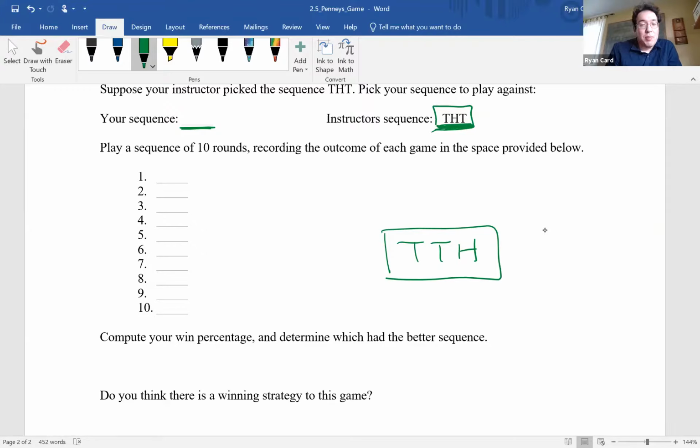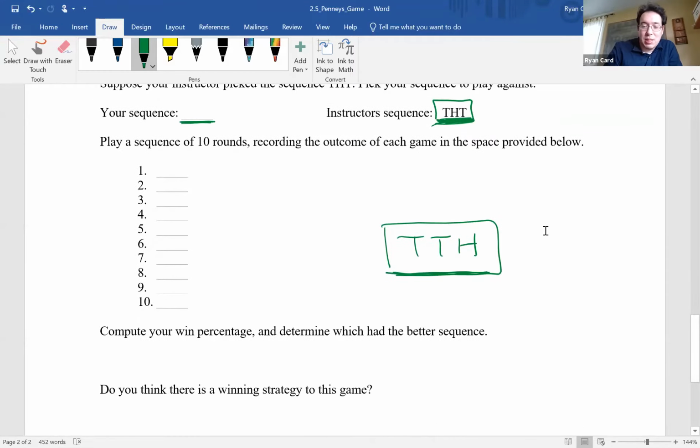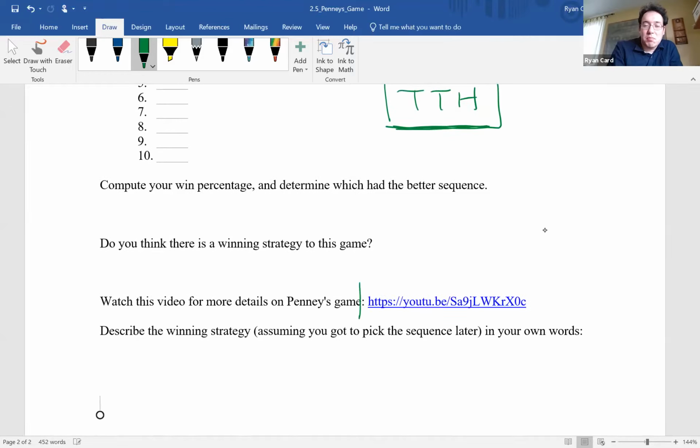So I don't know if you got to pick that, or maybe you picked something else that was weaker than mine. It turns out that it's a non-transitive situation. So no matter what sequence you pick, there's another sequence that beats it. If you want to know how to pick this sequence, please watch this video. And then after you watch the video, try to describe your winning strategy on how to pick in your own words.